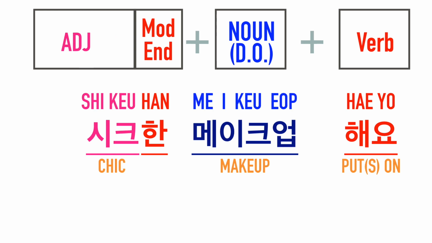Next, 시크한 메이크업 해요. Obviously, 시크한 means chic, makeup means makeup, and in this case, 해요 means to put on. 시크한 메이크업 해요.